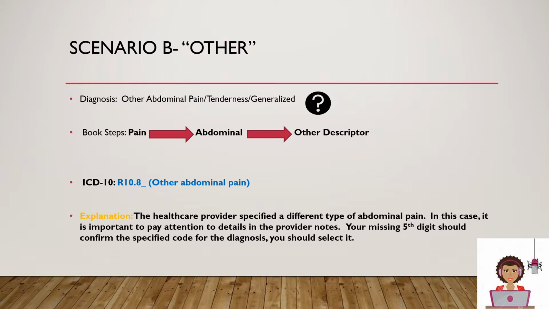It could range up to 7 digits. So in this case, it's only 5. So it's important, again, to pay attention to the details within the note to confirm what that 5th digit should be.